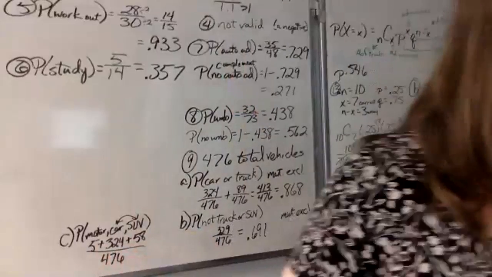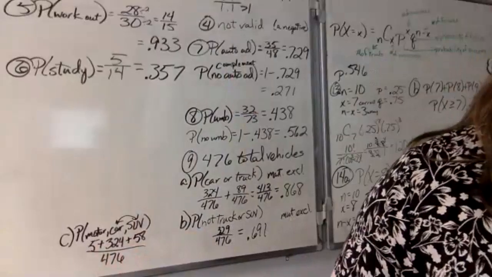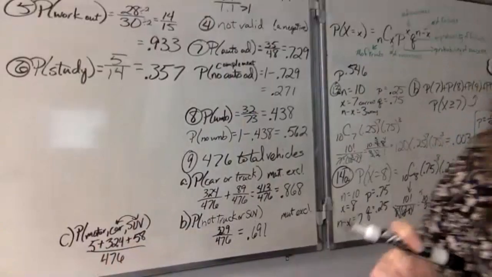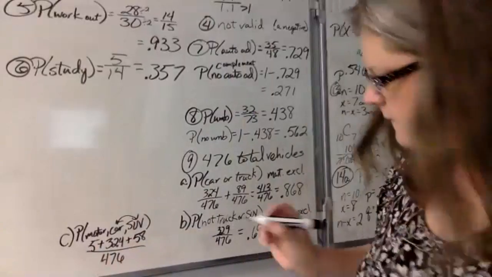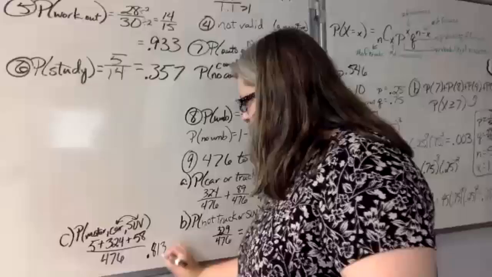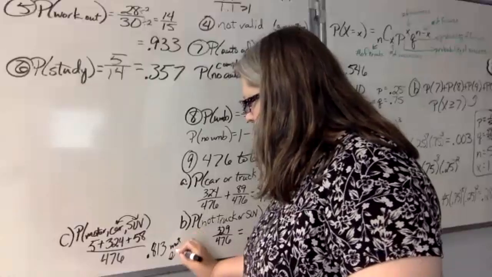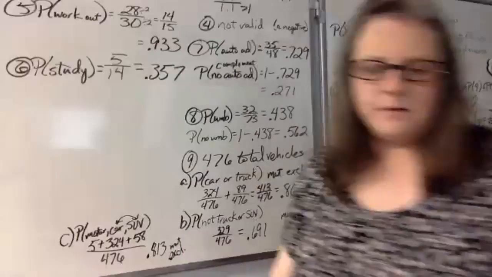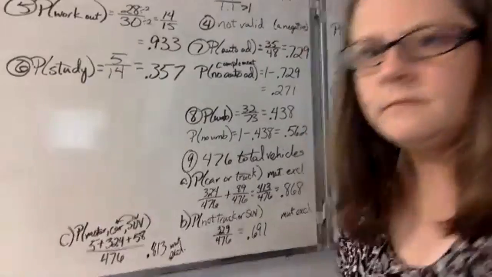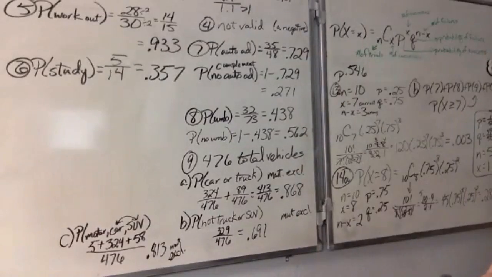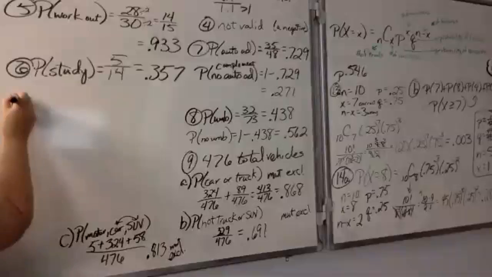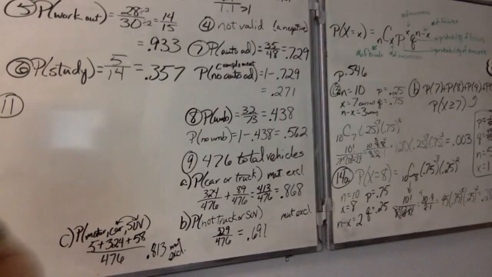476. That's .813. And again, that is mutually exclusive. Okay, so that was number 9. Now we'll do number 11.